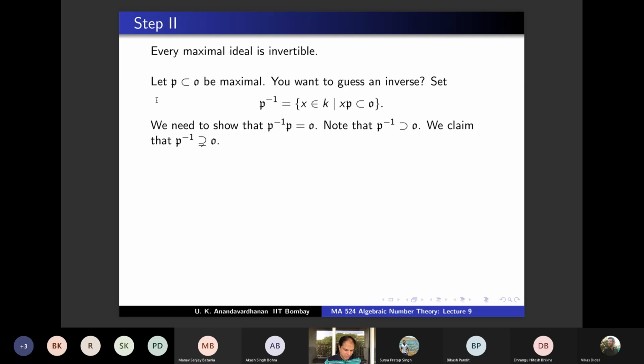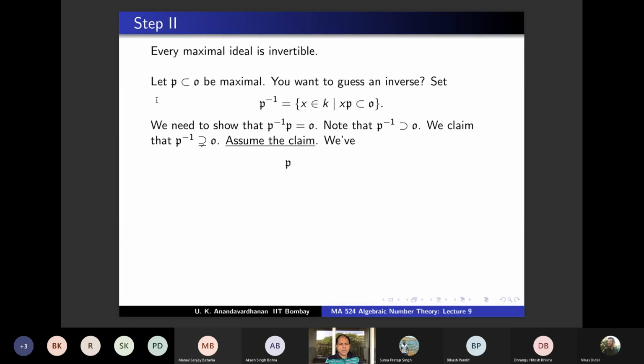Agree? Agree in the sense, I mean, the statement is clear. That requires a proof. For now, assume this claim and let's finish off this proof. Claim I will prove in the next slide. Okay, assume that we have proved that P inverse is strictly bigger than O.